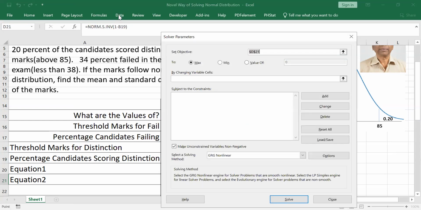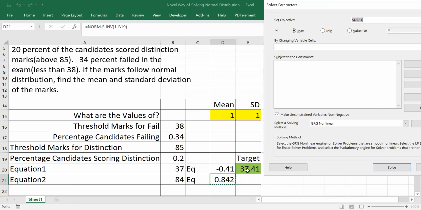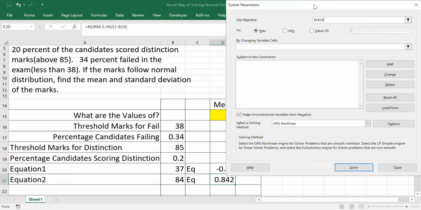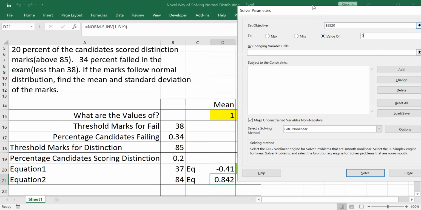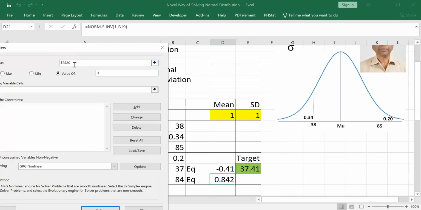The solver dialog box appears. Objective cell or the target cell, which is this green color. This must be maximize, minimize value. In this case, we are not maximizing or minimizing. The value is set equal to 0. By default, the computer does it. So the target is set equal to 0. The target cell is this cell, which you can see. This is the target cell.